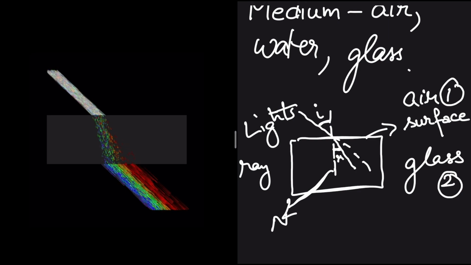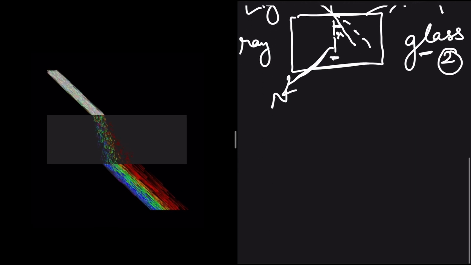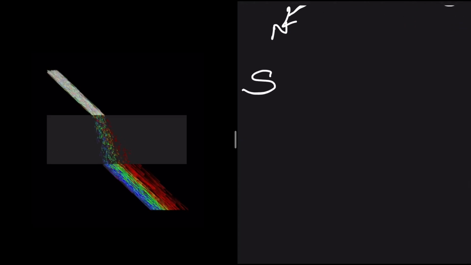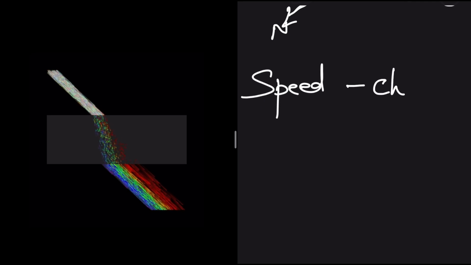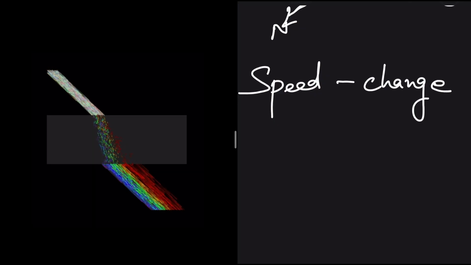This is refraction of light: as the light rays travel from air to glass, there is a change in the path of light. The light rays will bend towards the normal. Now why is this so? Why does it bend when it goes from air to glass? The answer is speed. The speed of light changes when it travels from one medium to another.